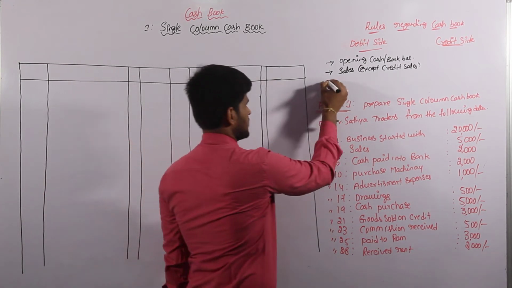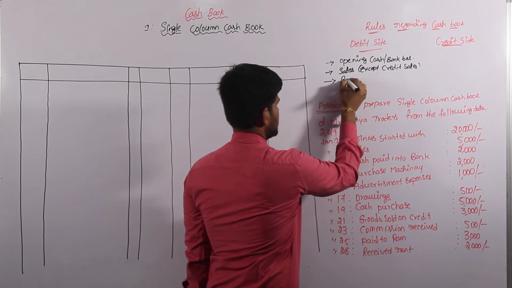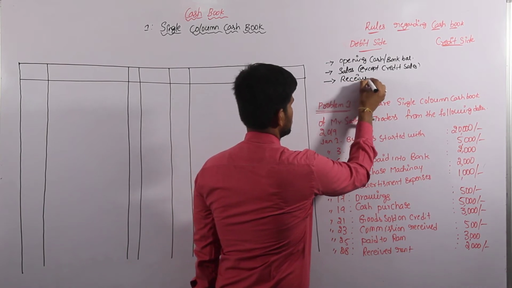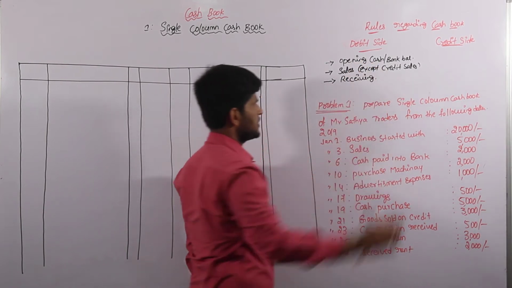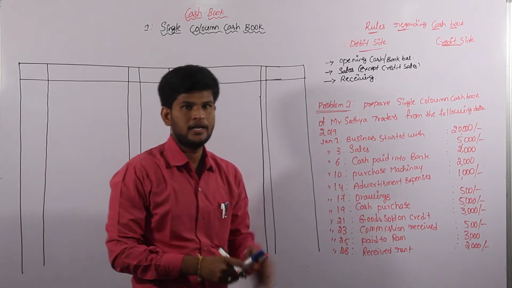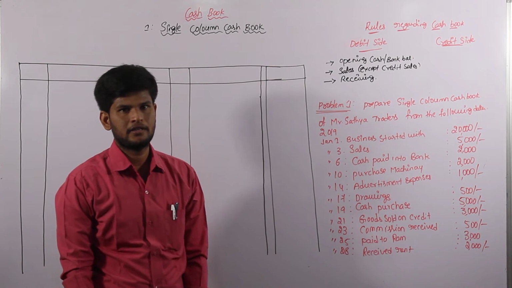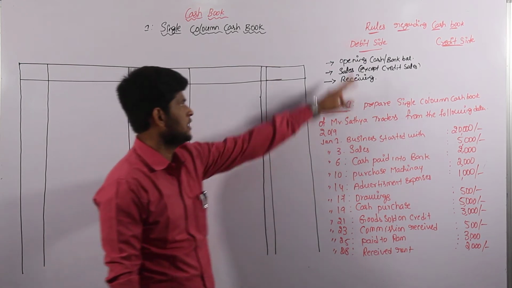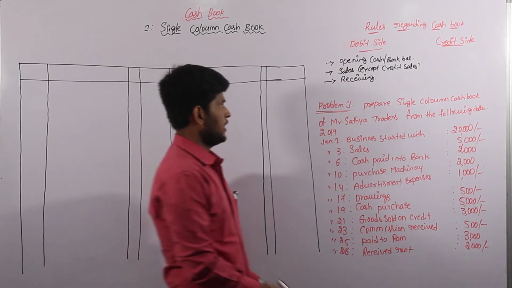And come to the next, third one, that is receivings. Receivings either may be in cash, or in cheque, commission, rent, whatever may be receiving in our transaction, we have to enter those transactions into the debit side of cash book.